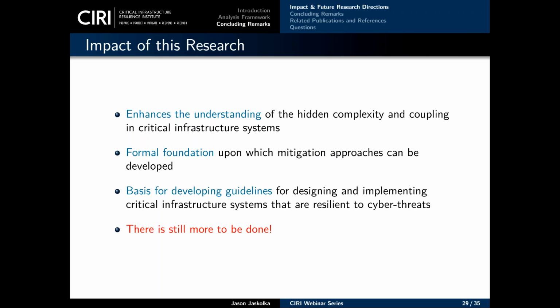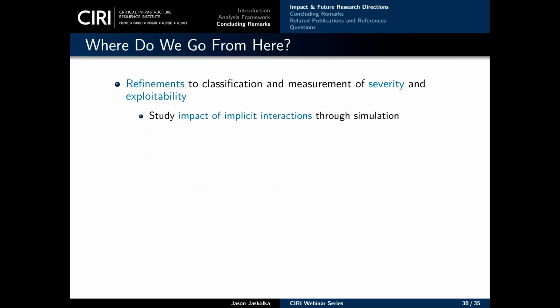And while there's still a lot more to be done with all of this, right? So I've been mentioning that the mitigation approaches is something we want to do, but there's a lot more to it as well. So what we can do is look at refining the classification and measurement of severity and exploitability, and we can add to that by studying the impact of implicit interactions through simulation. So to this point, when we do the exploitability computations, we're also computing the attack scenarios. And what that is, again, is the ways in which the source of the implicit interaction can eventually cause some influence at the sink of the interaction.